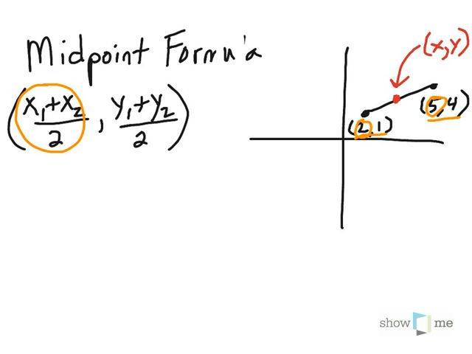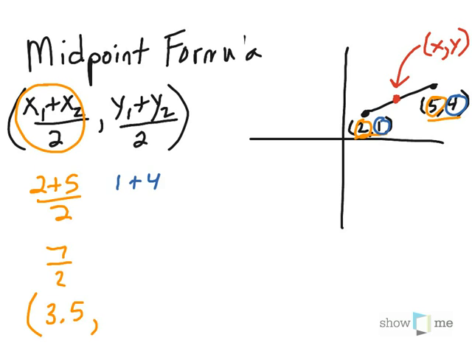So in this case, I'm going to take 2 plus 5 and divide that by 2. Which gives me 7 divided by 2, and that's not a nice whole number. That is 3.5 if you would rather write it as a decimal. It doesn't really matter which way you write it. Okay. Now I'm going to do the same thing for the y coordinates. I've got 2 different y coordinates. It's 1 plus 4 divided by 2, which gives me 5 divided by 2, which happens to be 2.5.